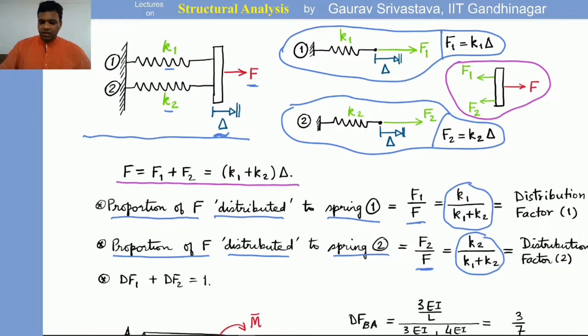Okay, and these factors are called distribution factors, right? So this is dF1, which is the distribution factor for spring 1, and this one is dF2, or the distribution factor of spring 2. Okay, and for obvious reasons it is easy to check that the summation of the distribution factors of springs connected to a single point will be 1.